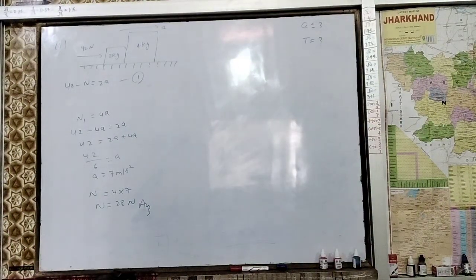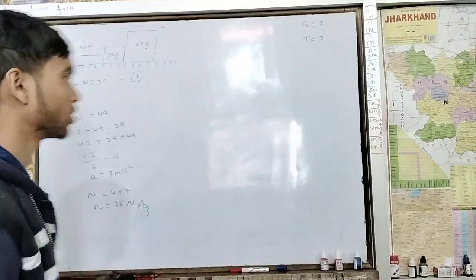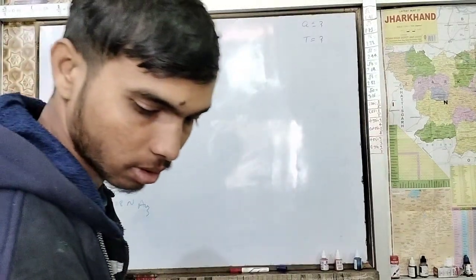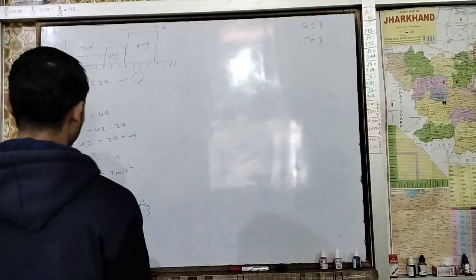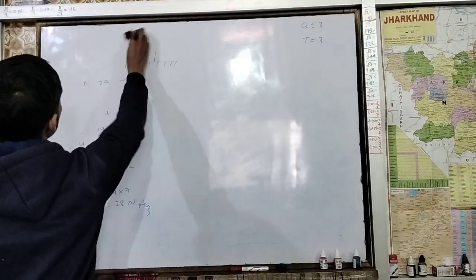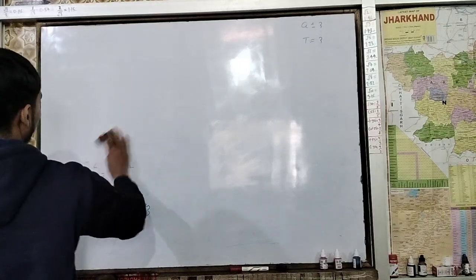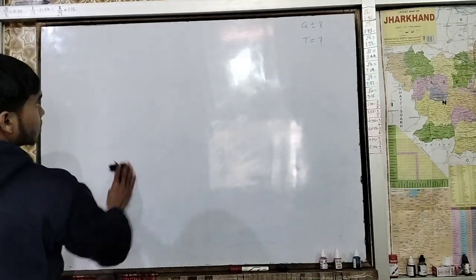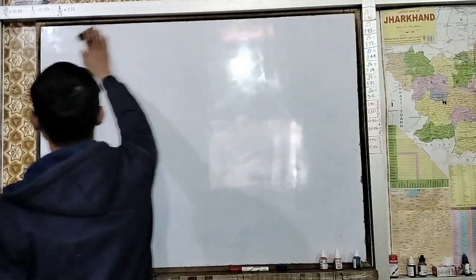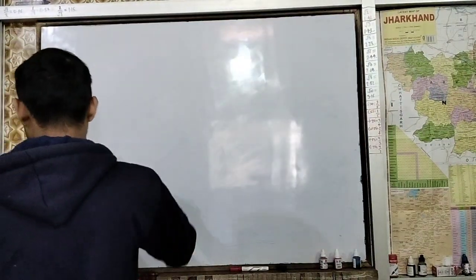Okay, third question. In the first question there was one body, in this question there are two bodies, and in the third question there will be three bodies. It is happening so that we can get more clarity.